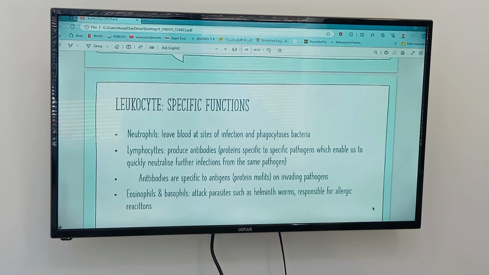Eosinophil and basophil. What is the function of eosinophil? It deals with allergy and with infection by parasites. When we see the percentage of eosinophils and basophils rising in the blood, that means a parasite infection has happened in the body.